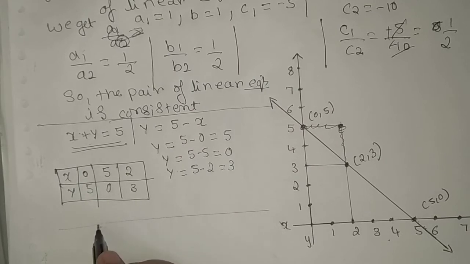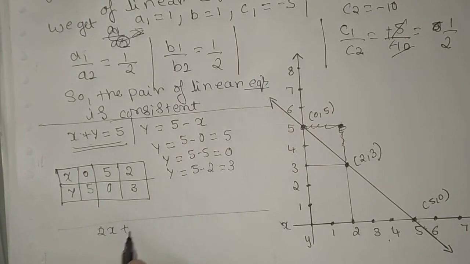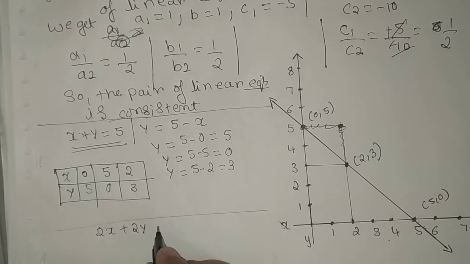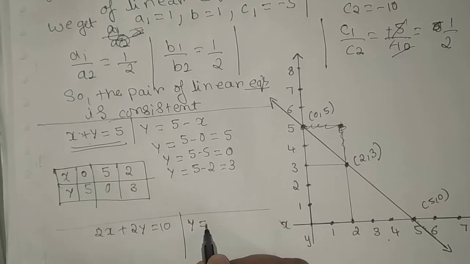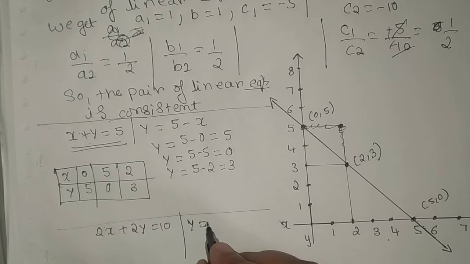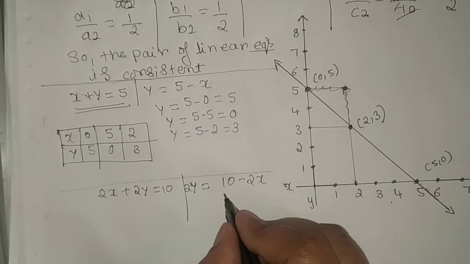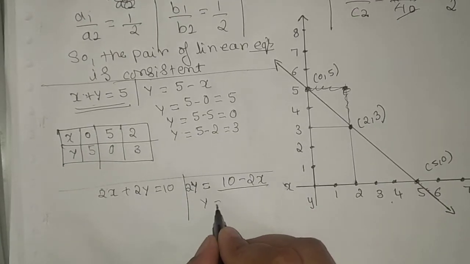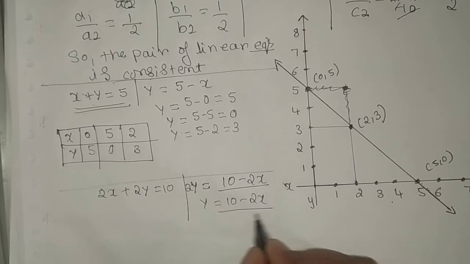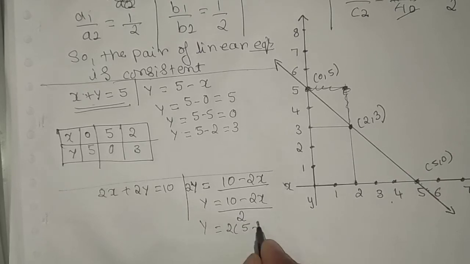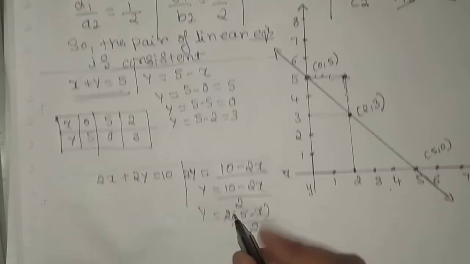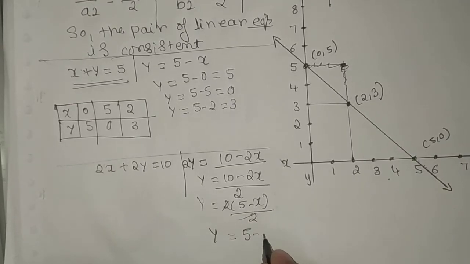So we'll take the next equation. What is the next equation? That is 2x plus 2y is equal to 10. For this, what is y? 2y is equal to 10 minus 2x. Then y is equal to 10 by 2 minus 2x by 2. Take 2 common outside, we get 5 minus x by 2. 2 cancels. Again here also we get y as 5 minus x.